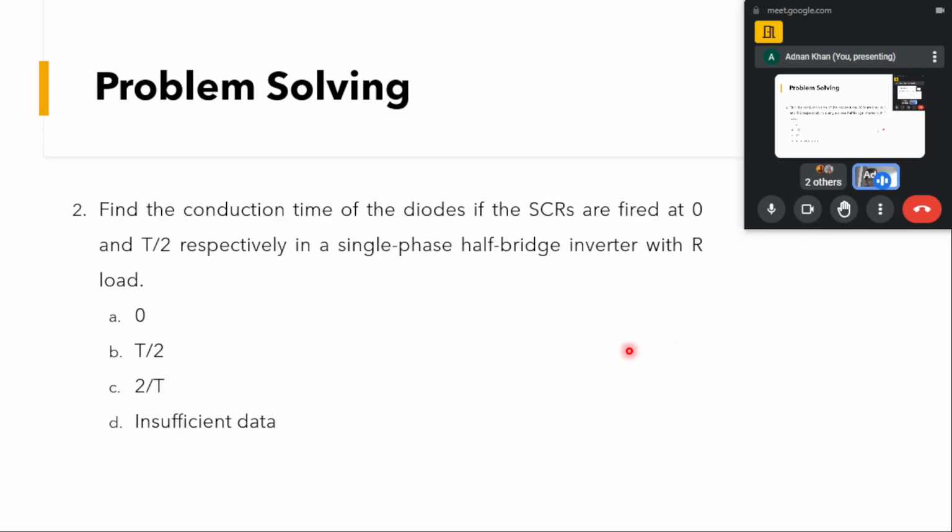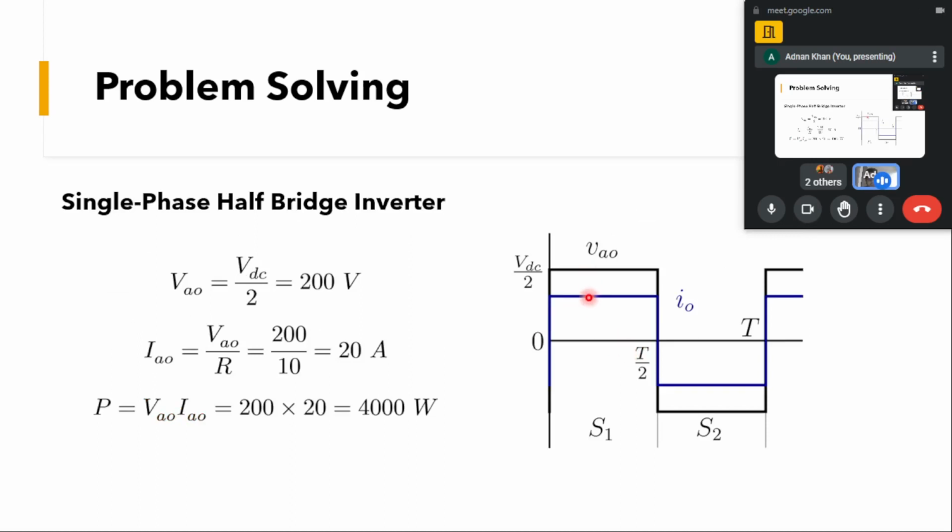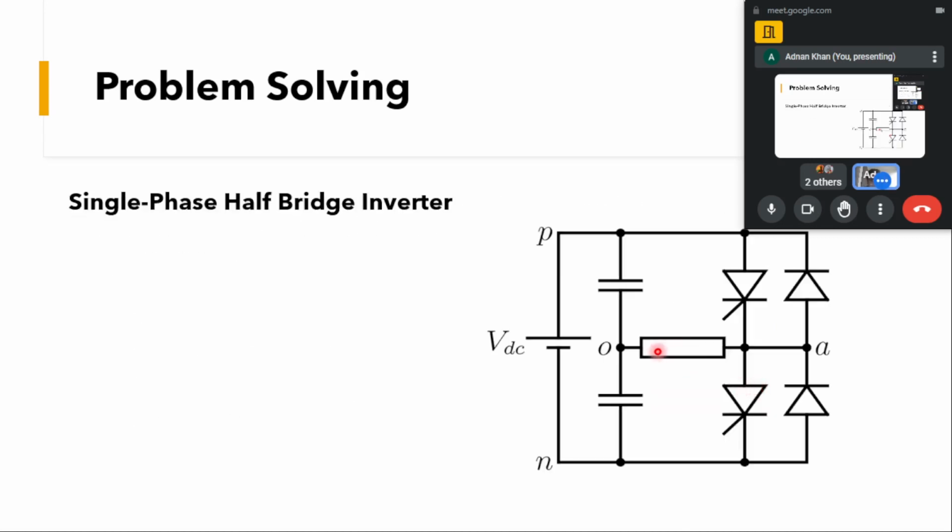It is also given that this load is resistive. If you recall, when the load is resistive, with a positive voltage the current will have the same direction as the voltage, and with a negative voltage the current will again follow the voltage. On the same basis, when this device is turned on, we have a plus VDC and the current will flow in this direction. AO is positive. You get it? This is the positive direction of the current.